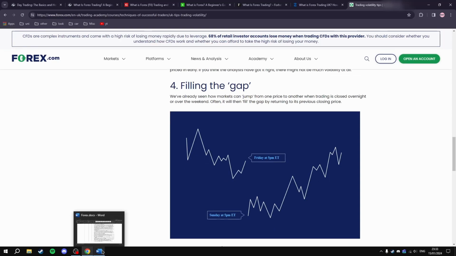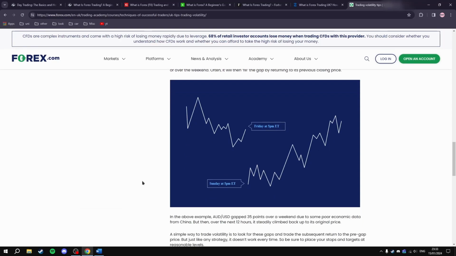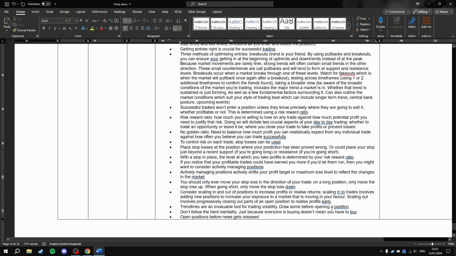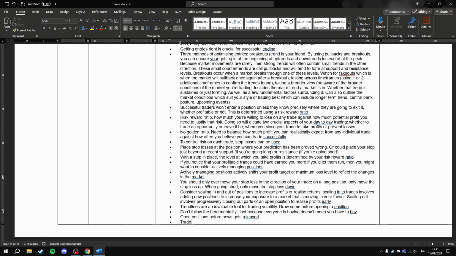The pre-gap price. Trade when gaps are present.